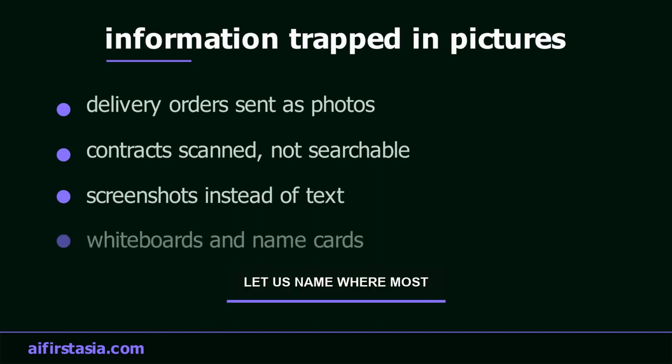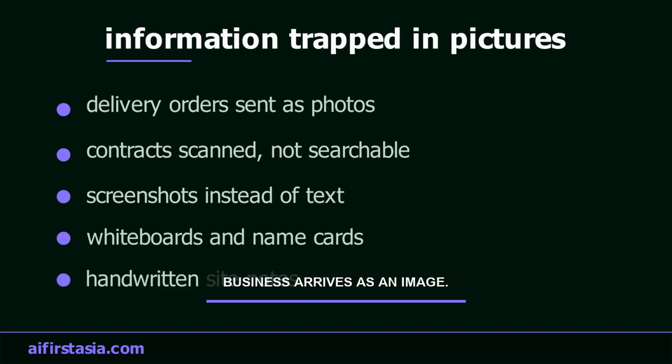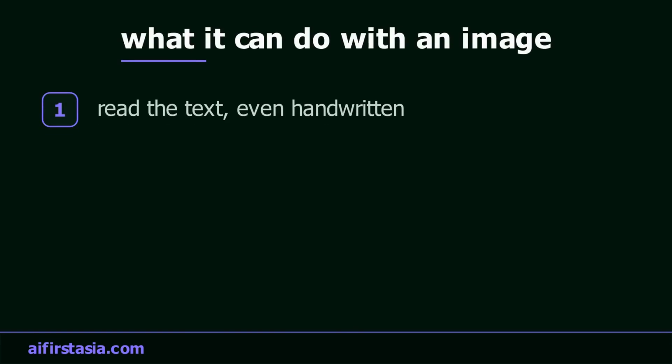Let us name where most owners get stuck and call it level 0. Half the information in your business arrives as an image. A supplier photographs a delivery order and sends it on chat. A customer sends a screenshot instead of typing the question. A contract comes back scanned, so the text is really just a photograph of text. Your own phone is full of pictures of whiteboards, receipts, name cards, and handwritten notes from a site visit.